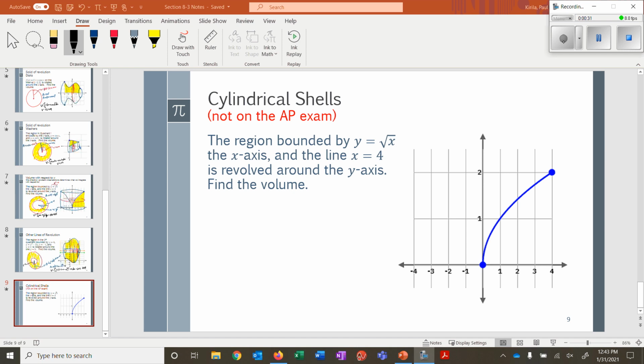And the idea of a cylindrical shell is, instead of thinking of it as cross sections, we're going to think of this like a cookie cutter. So I'm going to do the exact same example I did when I revolved around the y-axis and did the volume with respect to y, because I did cut cross sections and accumulated vertically. So my region is, again, this region between y equals the square root of x, the x-axis, and the vertical line x equals 4. I'm revolving it around the y-axis.